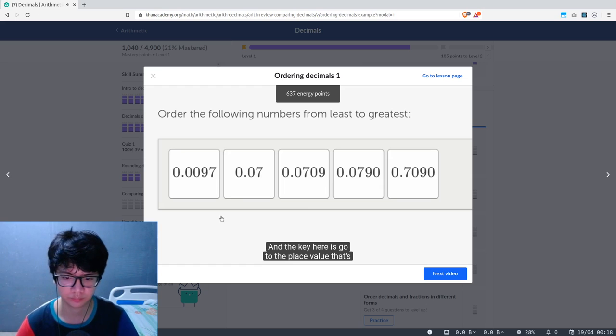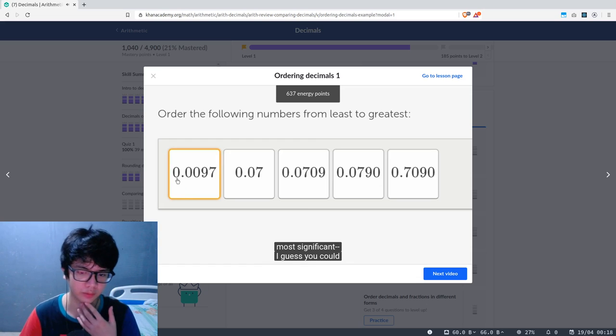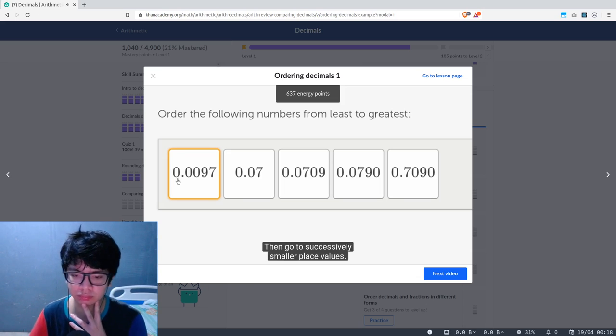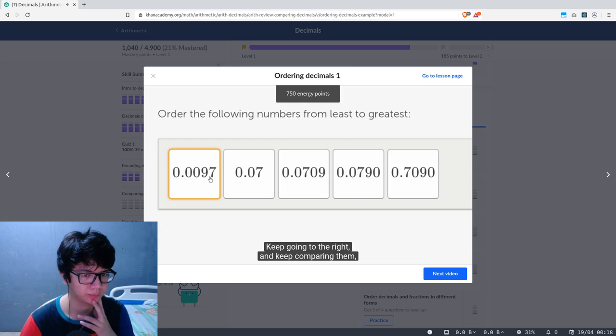And the key here is to go to the place value that's most significant, I guess you could say, that has the most value. So that was the ones place. Compare them on that. Then go to successively smaller place values. Keep going to the right and keep comparing them, and then you'll be able to order them.